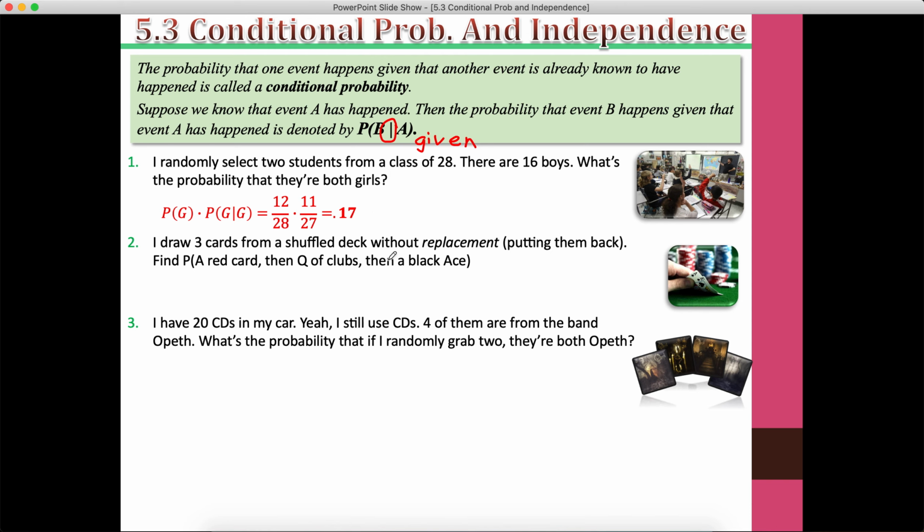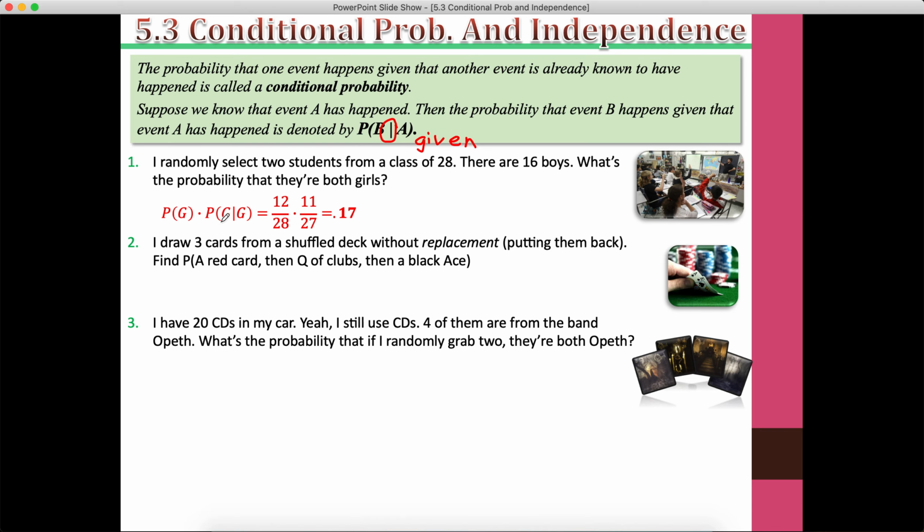I draw 3 cards from a shuffled deck without replacement. Replacement is putting them back. So if I'm doing it without replacement, that means after I make my selection of a card, I'm not inserting it back in the deck, which means I can't pick it again. So find the probability of a red card, then a queen of clubs, and then a black ace.